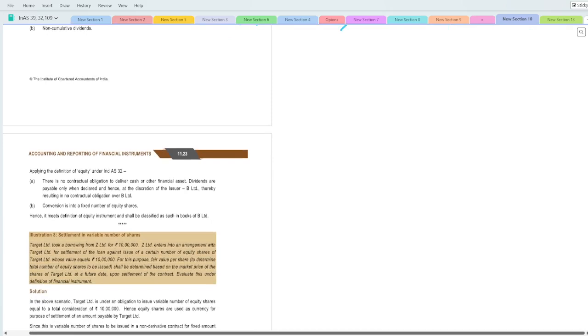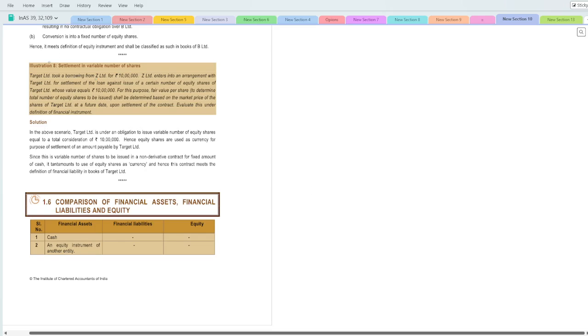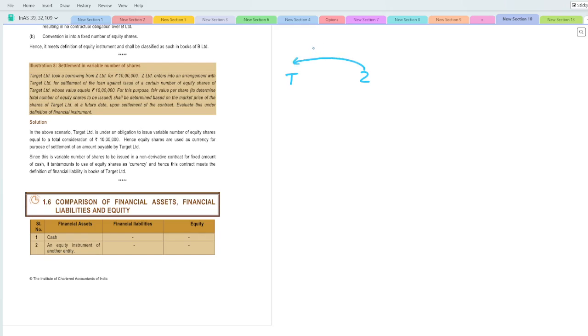Okay, then coming to the next one. So the Target Limited took a borrowing from the Z Limited, settlement in the variable number of the shares. So if the settlement is happening in the variable number, then from the heading it means that it's a financial liability because the variable number of the shares are there. So Target Limited took a borrowing from the Z Limited for 10 lakh. Okay, so quickly I am drawing the picture here also. T Limited and the Z Limited. So Z Limited has given the money to Target, 10 lakh.